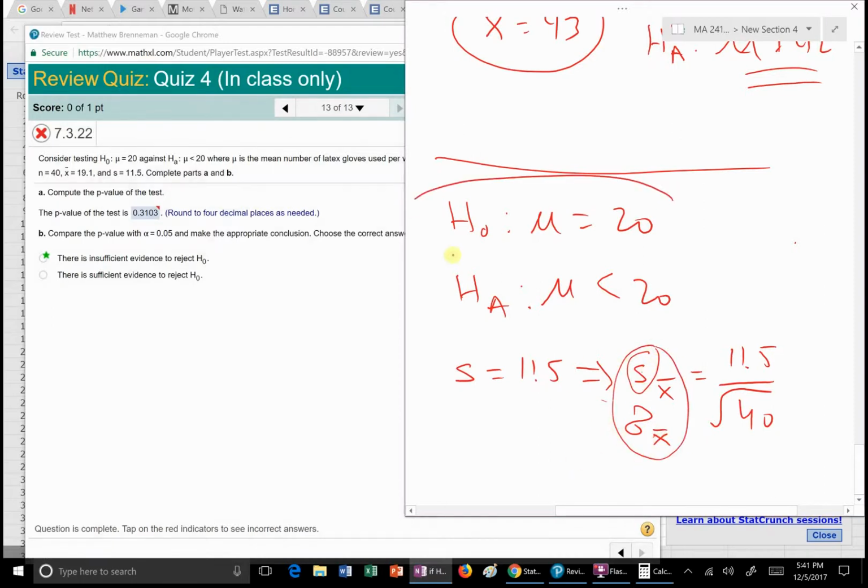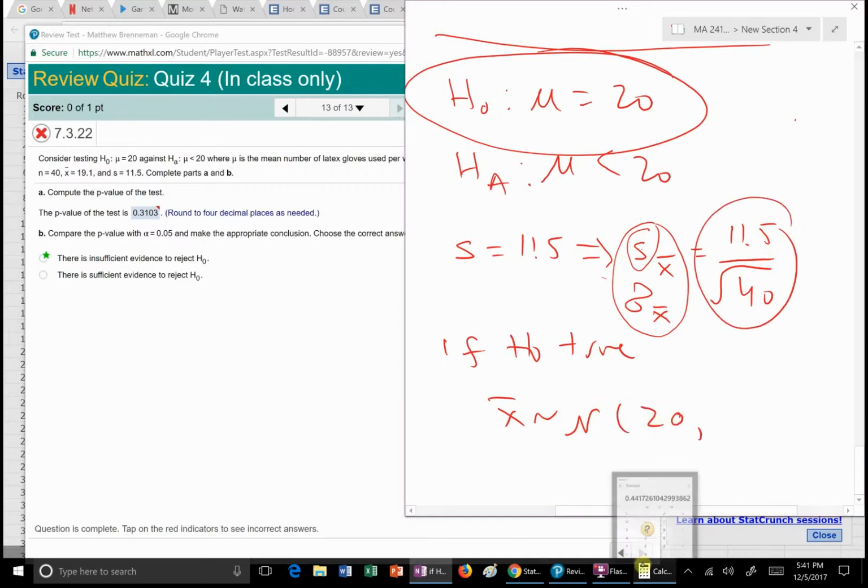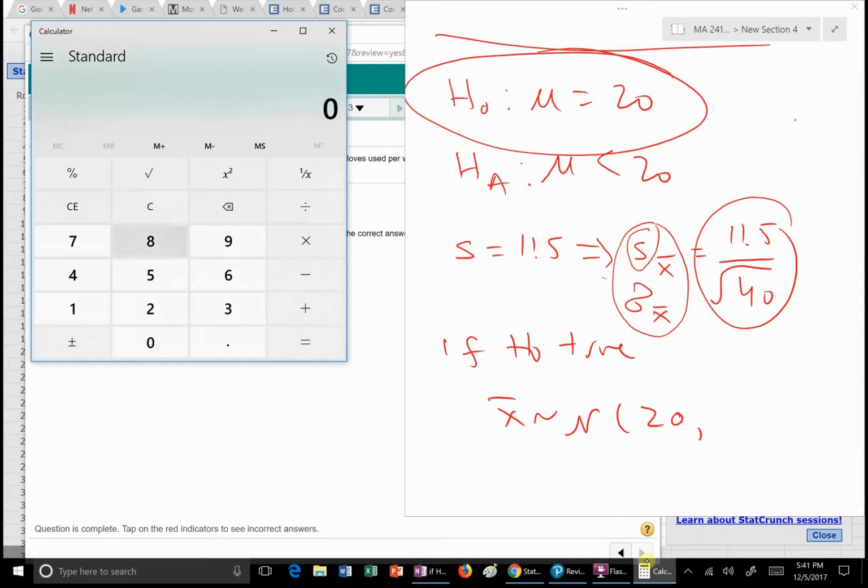So if the null hypothesis is true, then x bar comes from a normal distribution with a mean of 20 and a standard deviation of whatever that is.